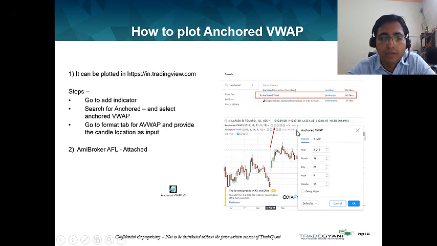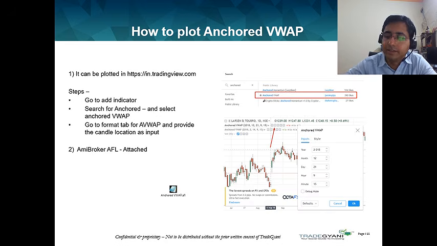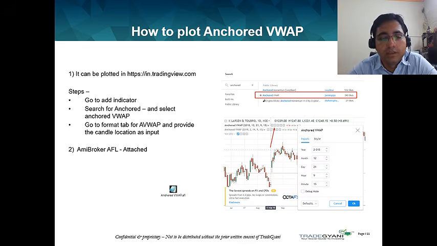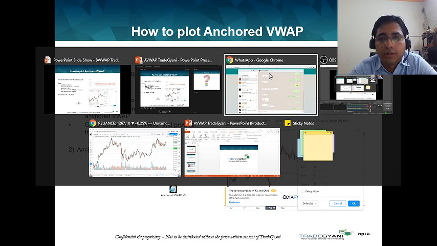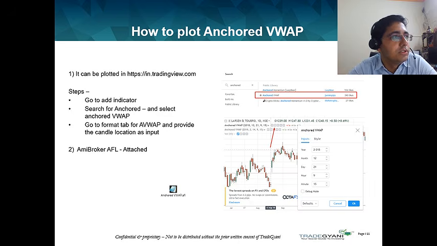This was about HUL. Now the question is how you will be adding this indicator at your end and how you will be following it up. Whatever charts I have shown are all fine, but how will you be plotting it? On your screen now are the basic two methods to plot anchored VWAP. The first one is in.tradingview.com. Two, three simple steps are there.